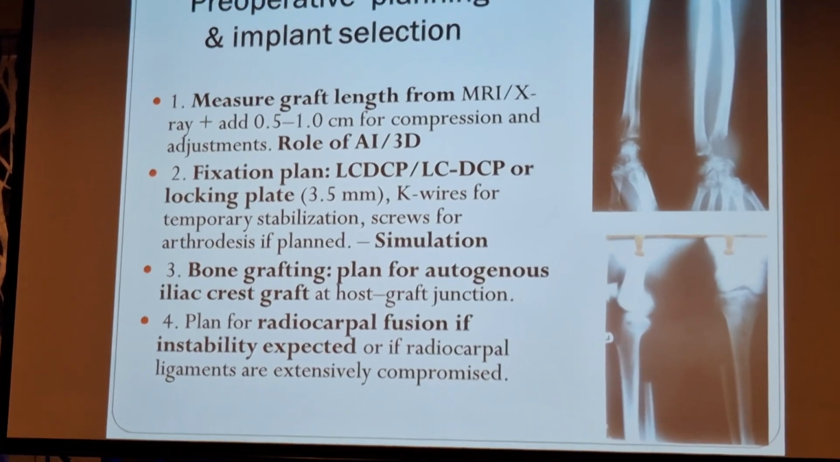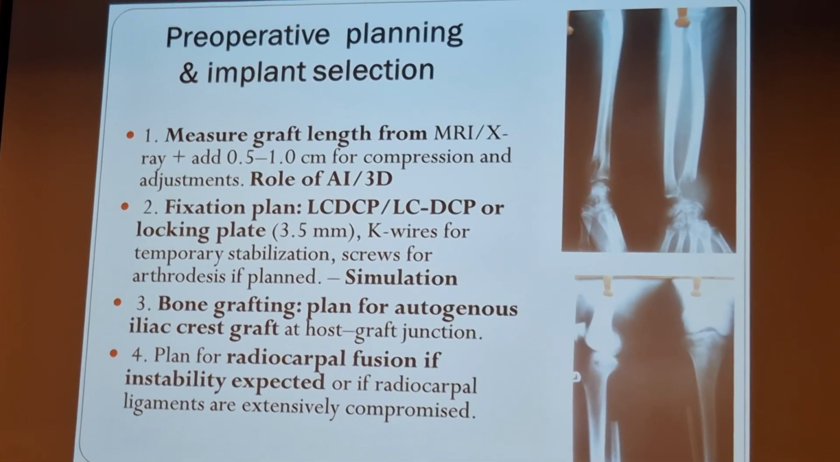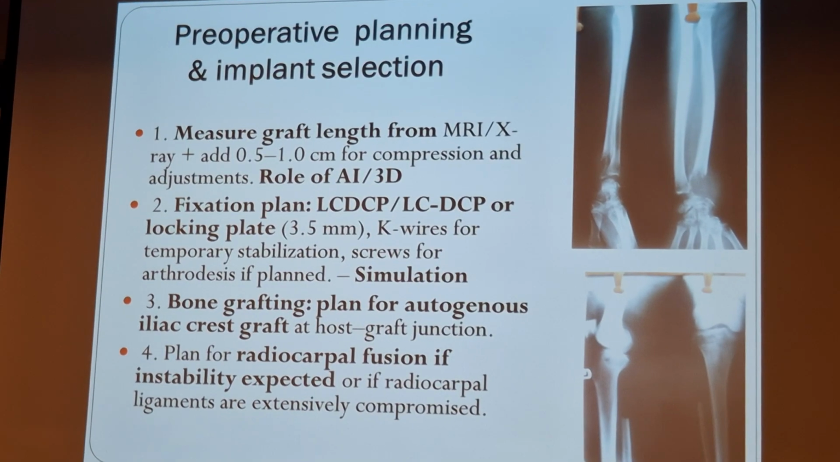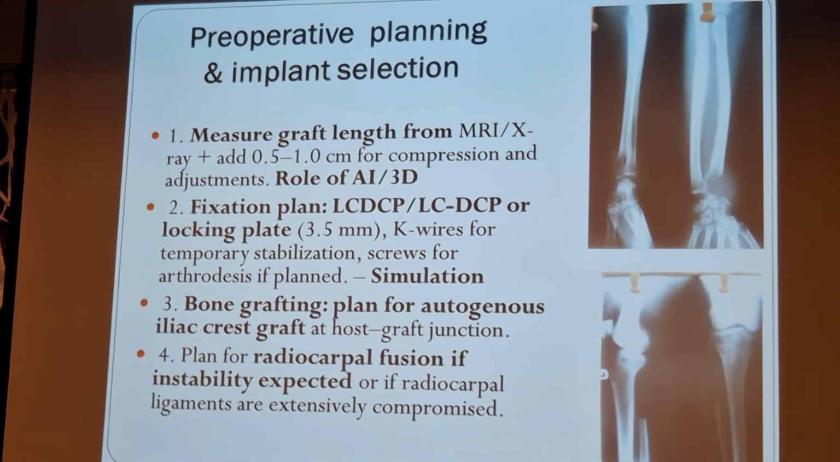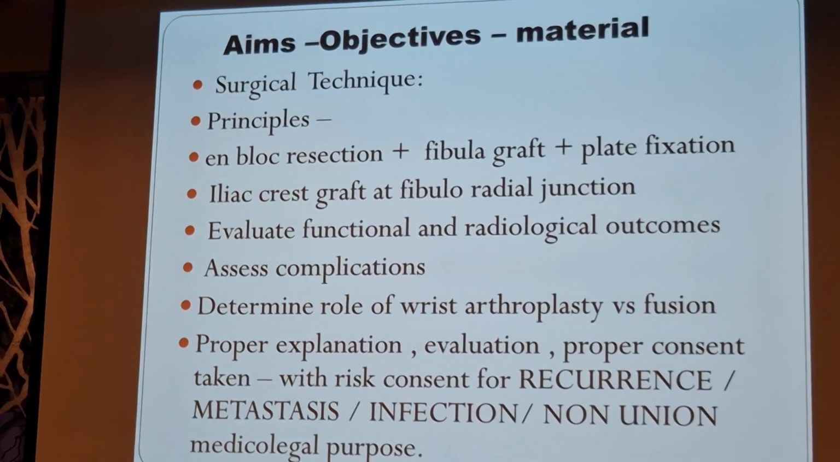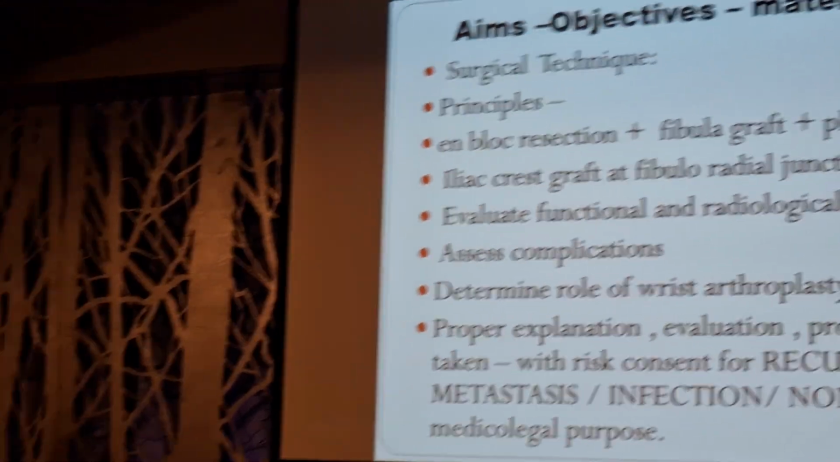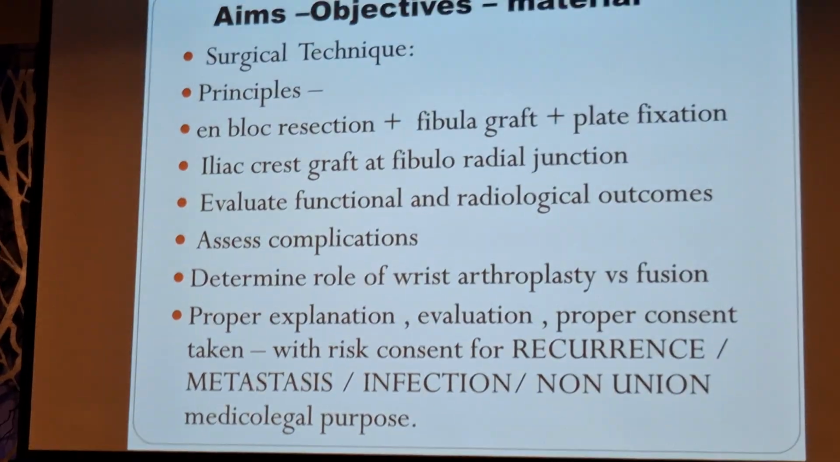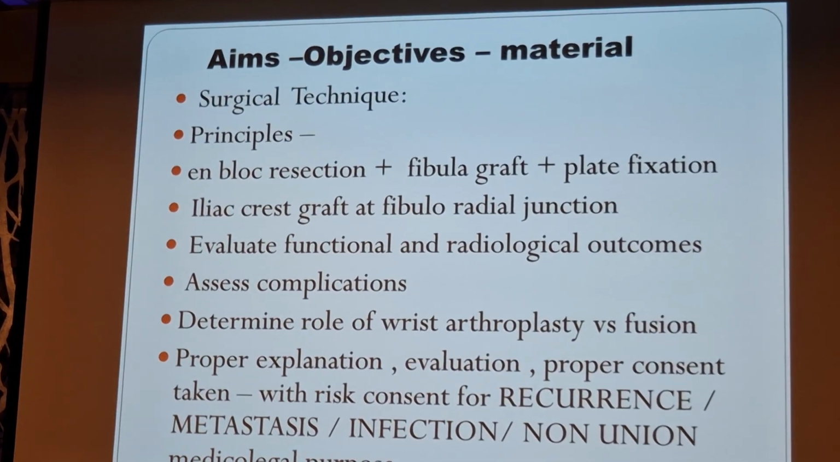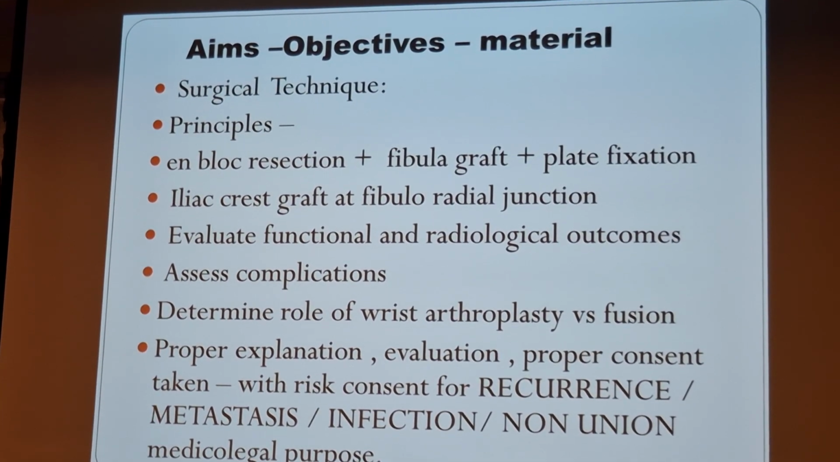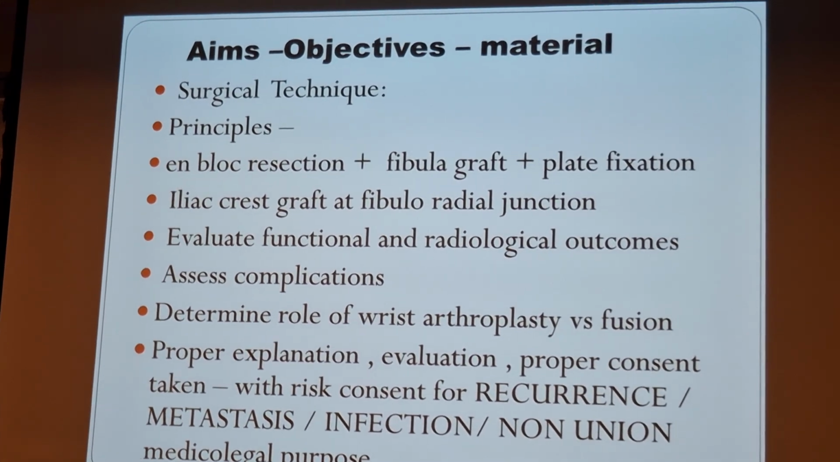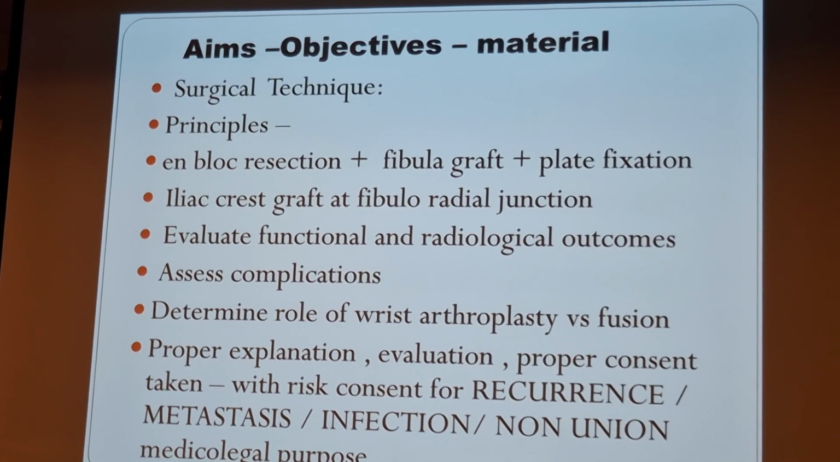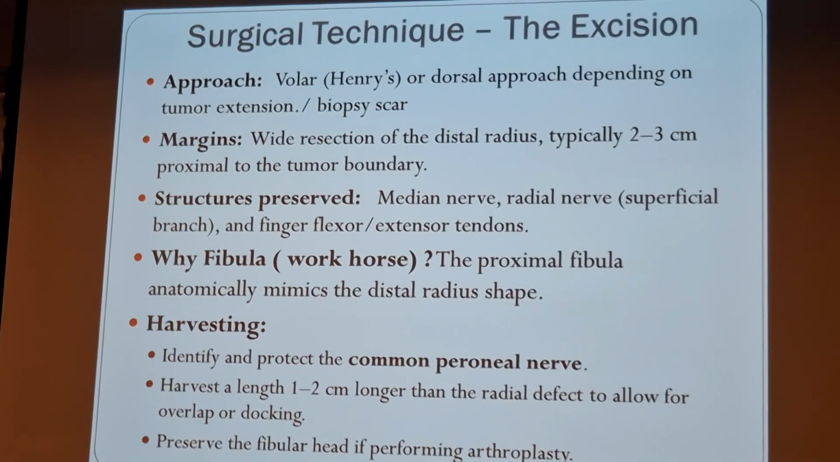Bone grafting with autogenous iliac crest is done at the host graft junction, and in cases of radiocarpal fusion, we can also bone graft to enhance the fusion. We all know the surgical technique: en bloc resection, fibular graft and plate fixation along with the iliac graft. We evaluate the functional and radiological outcome, assess the complications, and determine the role of wrist arthroplasty or fusion as per the patient requirement and position. Proper explanation, evaluation and consent are taken, with risk consent for various complications.